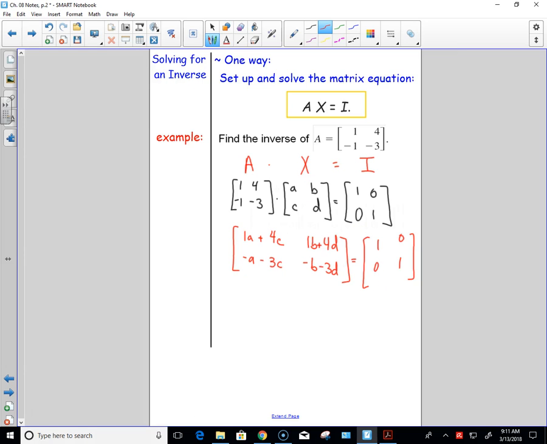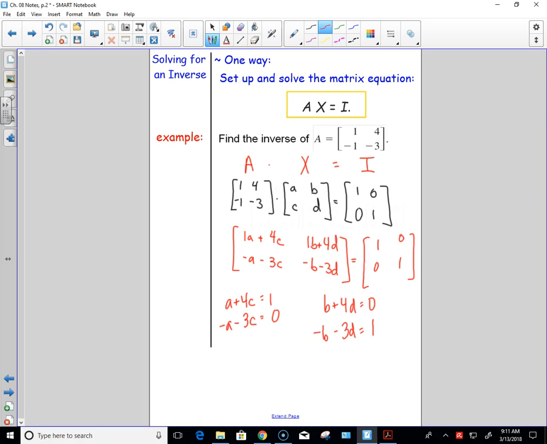But if you guys notice, don't I know what each of these little baby guys is supposed to equal? So couldn't I make little baby systems where I say, okay, 1a plus 4c needs to be 1. They need to match up. And negative a minus 3c needs to equal 0. They need to match up. Hey, it's a baby system. What else needs to be true? 1b plus 4d needs to be 0. And negative b minus 3d needs to equal 1. Another baby system.